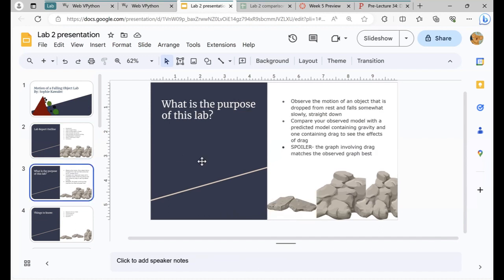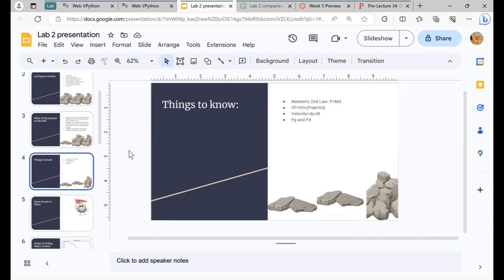So the purpose of this lab is to observe the motion of an object that is dropped from rest and falls somewhat slowly. I used a covered up piece of paper. That way it actually had drag to make it slow down. I compared it with the model of just gravity and then one with just drag, and we were able to see the effects of drag and how that graph matches the observed graph best.